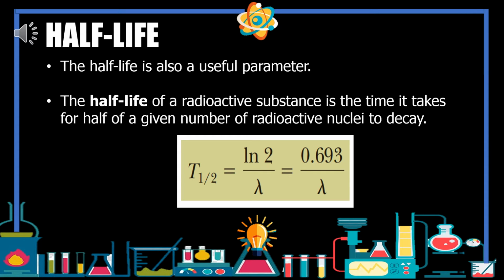Another parameter that is useful for characterizing radioactive decay is the half-life. The half-life of a radioactive substance is defined as the time it takes for half of a given number of radioactive nuclei to decay. To understand this concept, let us simplify it. Remember that, like the decay constant, the half-life gives an estimate of the stability of a particular radioactive substance, and it can thus be used to identify unknown isotopes.